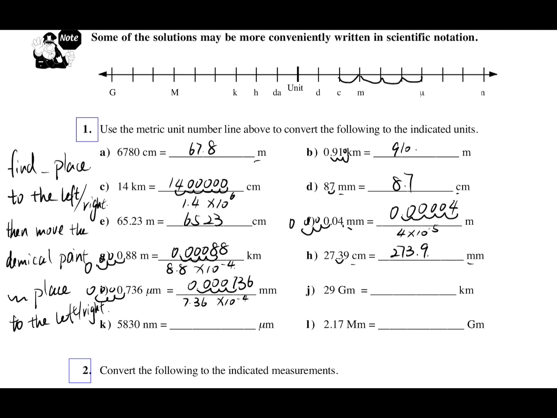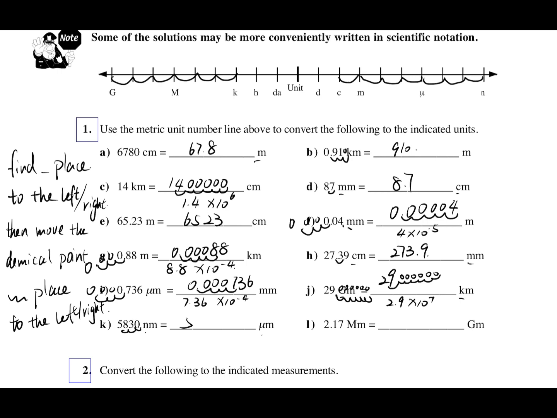And for the next one, giga to kilo, so it's 1, 2, 3, 4, 5, 6, so it's 29, 1, 2, 3, 4, 5, 6, and we can write it out in full.